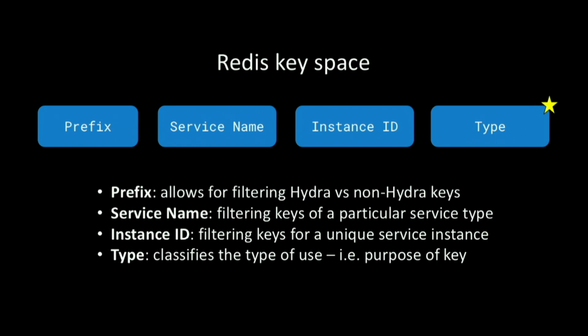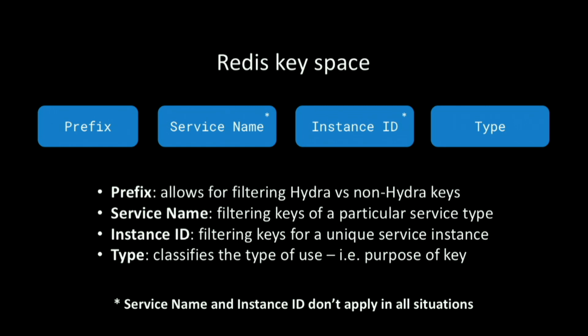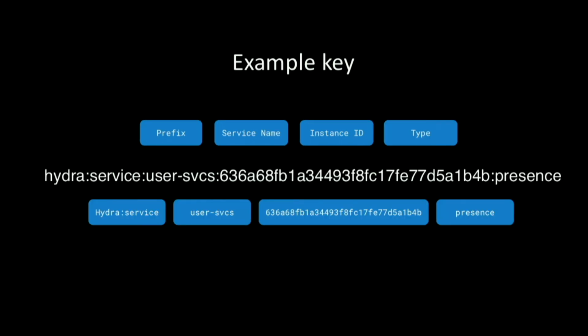Lastly, there's a type segment, which is used to classify the purpose of a key. Not all segments are present in each key. For example, service name and instance ID are not required in some keys. Here's an example of a key for the user service. We see the prefix, which is hydra:service, followed by the service name. In this case, it's the user service. Next, we see the unique instance ID. And lastly, we see the type of this key is presence. So we say that presence information is stored at this key address.